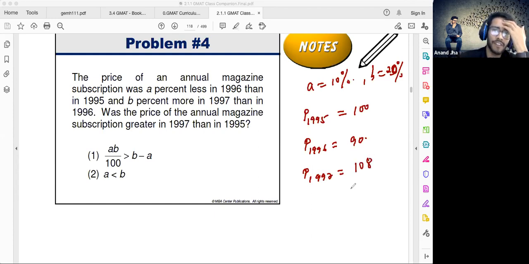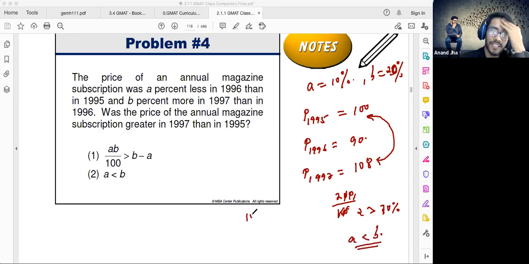Was the price of the annual magazine subscription greater in 1997 than in 1995? Yes, it is greater. AB by 100. What is AB? 10 into 20, 200 by 100. So 2. 2 is greater than B minus A. B is 20 minus 10, 10%. A less than B, 10% is less than 20%. That means my second statement is correct. First statement is wrong.